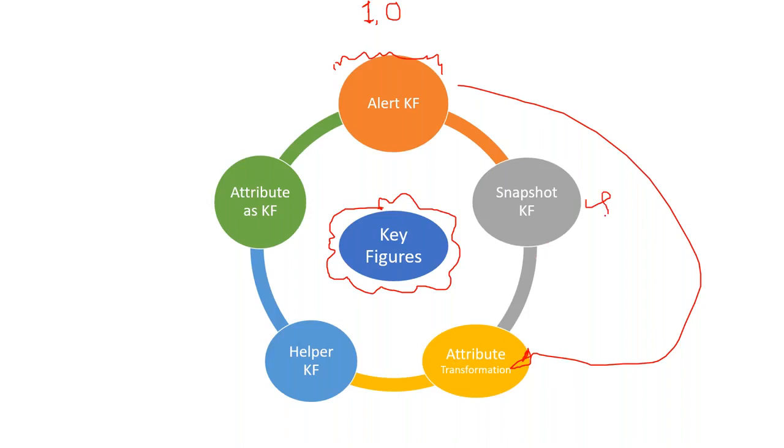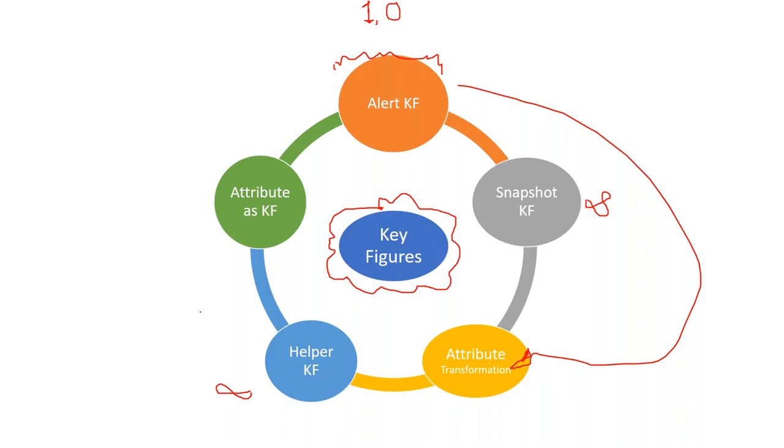There's a snapshot key figure. Again, you create an operator. It will ask how many snapshots you want to take. Run that operator, and it would create a snapshot of that value in this one. There's a helper key figure which you use to break down a large calculation into smaller chunks. And if there is any reusable calculation, like if a calculation is getting repeated across your key figures, then create a helper key figure and then you use it.